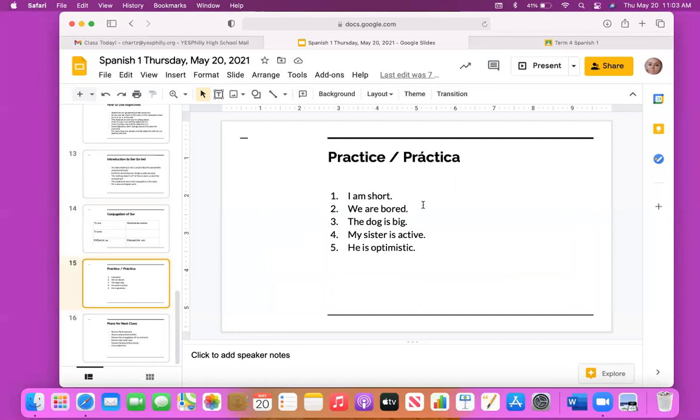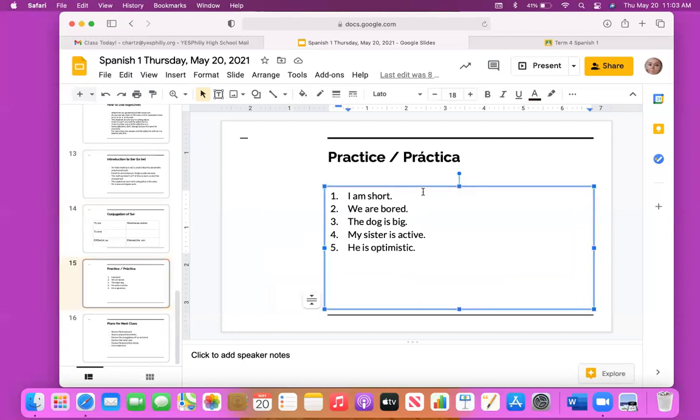Okay. So these are just some simple sentences using ser and estar and the adjectives. They're very simple. Remember, for ser, it's more your personality traits and your physical descriptions, things that aren't going to change. Estar is more for your location, like we used with the prepositions, and your emotions. So does anybody want to give the first one a shot, where it says I am short?